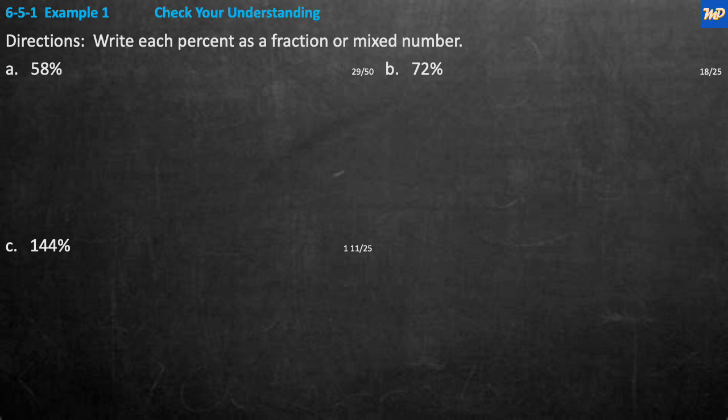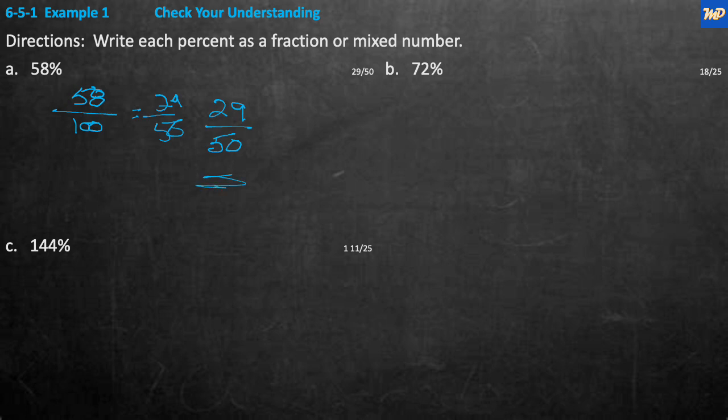All we're going to do is take 58 in problem A and divide it by 100. 58 over 100, that's this percent written as a fraction. Not going to write it as a mixed number because the numerator is not larger than the denominator. But we could reduce it. We could divide 58 by 2 and get 29 over 50. I'll write that a little better. 29 50ths. That's a little more legible.